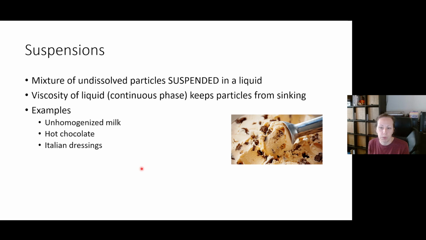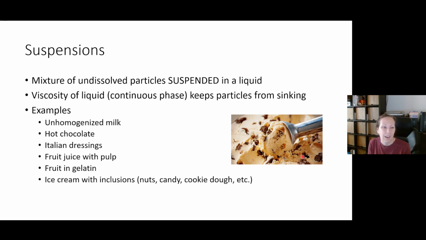Italian dressings would be one. All of the spices and things that are suspended in an Italian dressing make up that suspension. Fruit juice with pulp: the pulp is suspended in that liquid. Fruit that's in gelatin. Ice cream with inclusions. Inclusions are anything that has been added to the ice cream that's suspended in it. That's not part of a colloidal dispersion or solution in the ice cream, but actual pieces that have been suspended. So the fudge or nuts or candy, cookie dough, cookies, all of those are inclusions in ice cream. And so ice cream that has any other inclusions added would be an example of a suspension. Now, vanilla ice cream would not be an example of a suspension. But as soon as you start adding things to it.